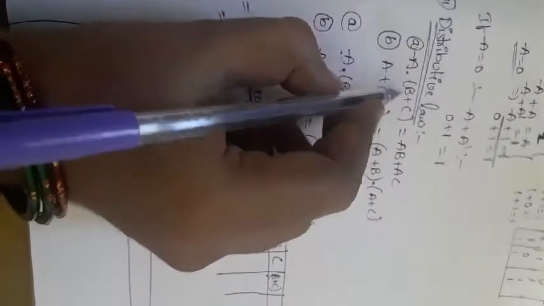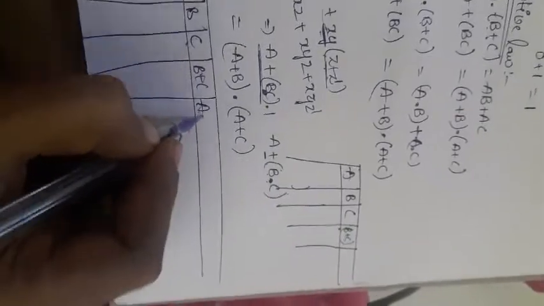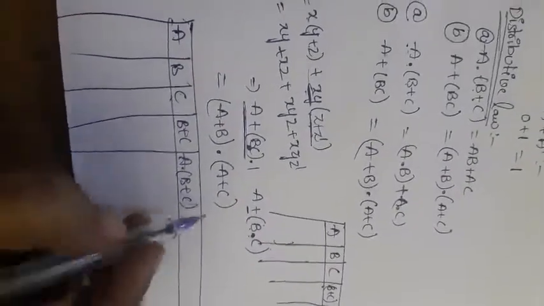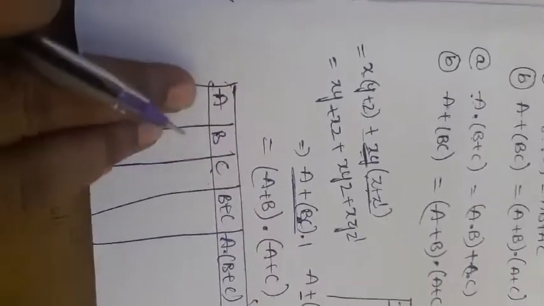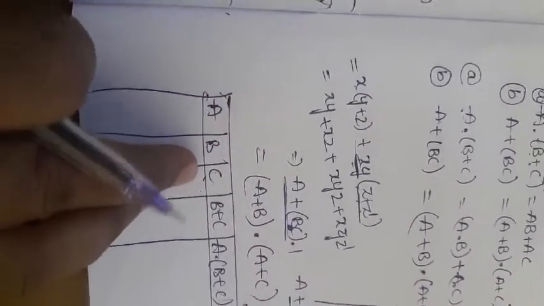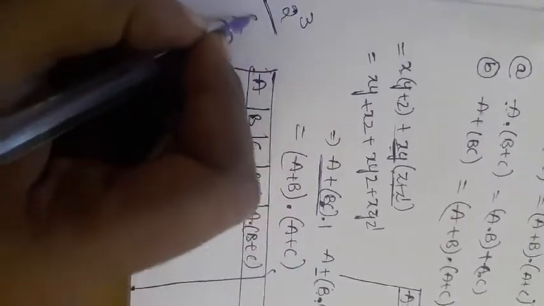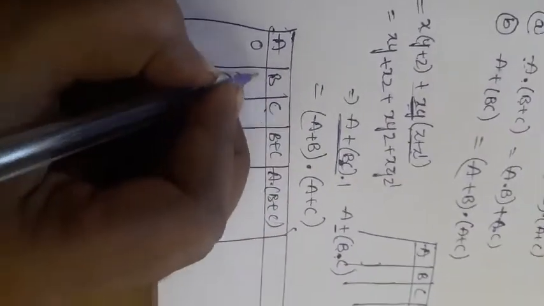Now coming to the LHS part. I can first prove this LHS part, and after that the RHS part. In the LHS part we have B plus C and another term, A into B plus C. Now we have to prove this. First, how many variables do we have? 3 variables, or 3 inputs in binary. How many combinations do we get? 3 variables give totally 8 combinations, those are 0 to 7.